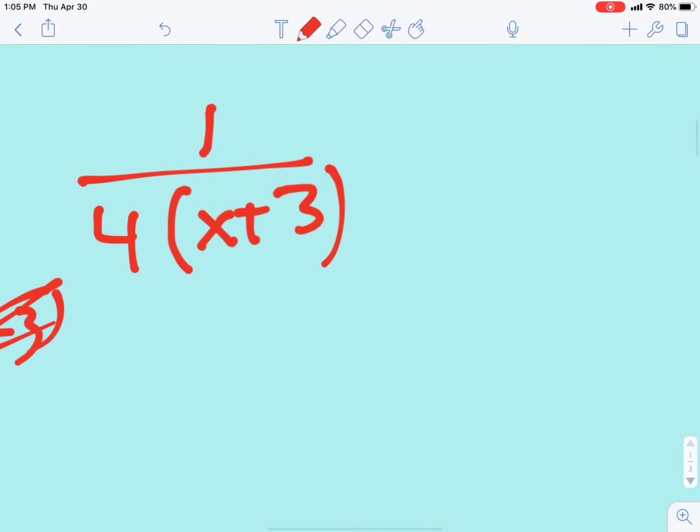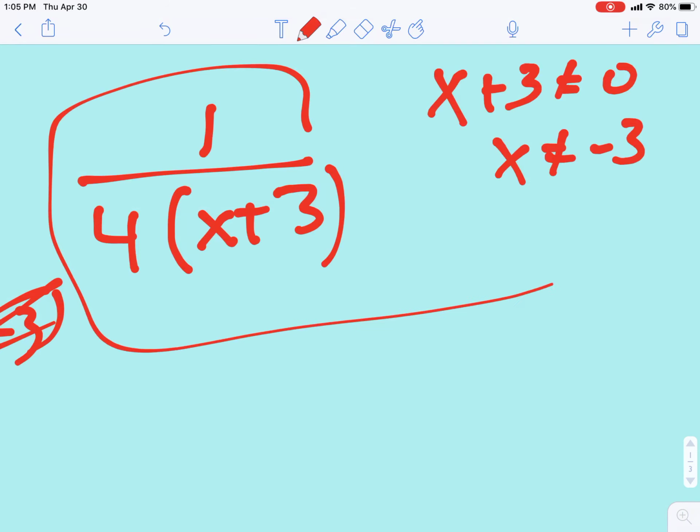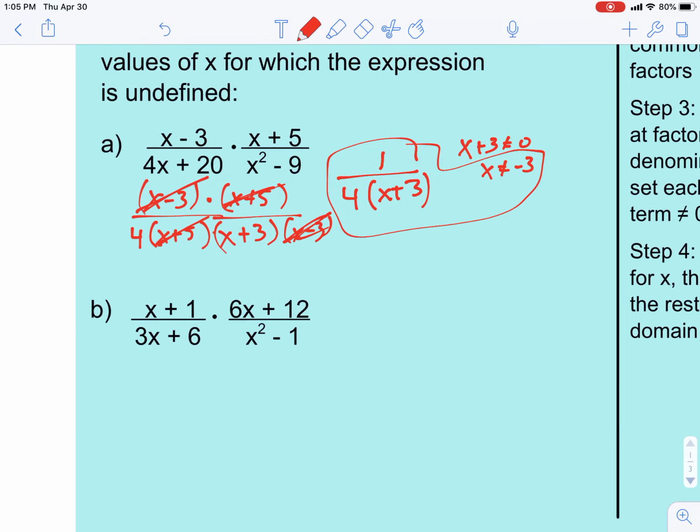Now the last thing we want to do is find out what makes the bottom equal to 0. One of the ways you could do this is to say x plus 3 can't be 0, so x can't be negative 3. So our final answer is 1 over the quantity 4 times x plus 3. x can't be negative 3 because that makes us divide by 0. Can't divide by 0. Move on to the next one.